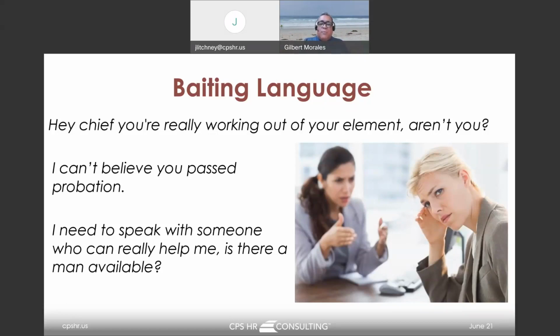This is the purpose of baiting language. This is the reason why people utilize baiting language. And I know it's difficult and I know it's hard, but understand there is a reason why people utilize baiting language. "I pay your salary. You work for me. I'm the one that pays your salary, right?" I mean, all these different things that people will say.